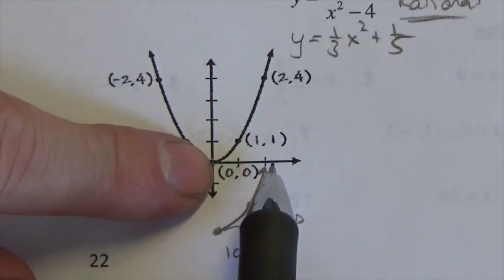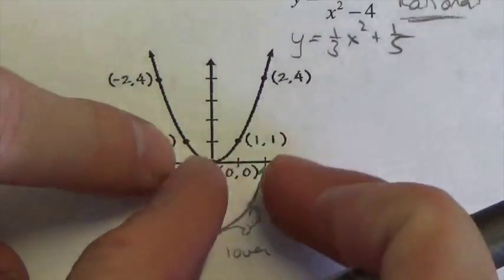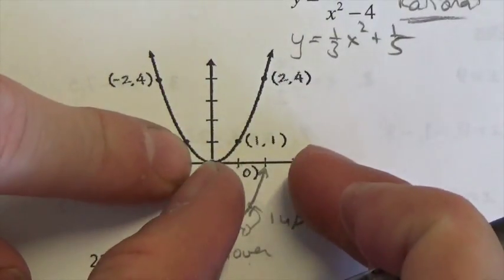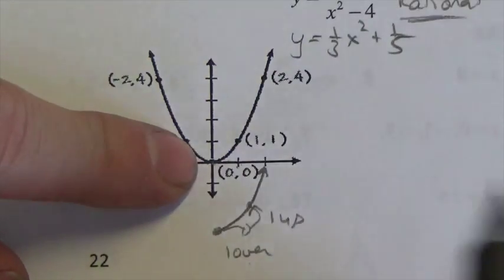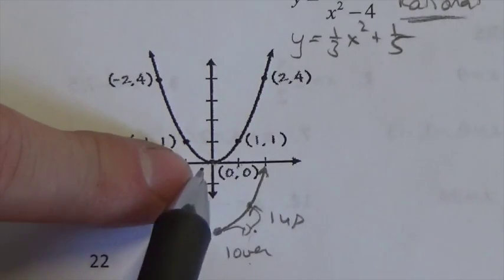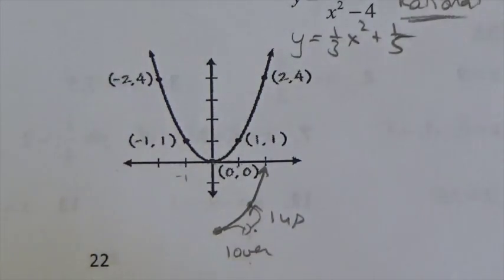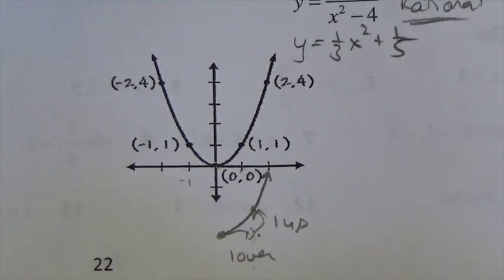If you go 2 units over, then you jump 4 up because you're squaring. Whatever the horizontal motion is that you take away from the vertex, you're going to square that to get back up to the parabola. That's just the way that works. But the easiest, the most straightforward example of that right here is 1 over 1 up. I want you to bear that in mind here. We're going to come back to that idea in a little while.